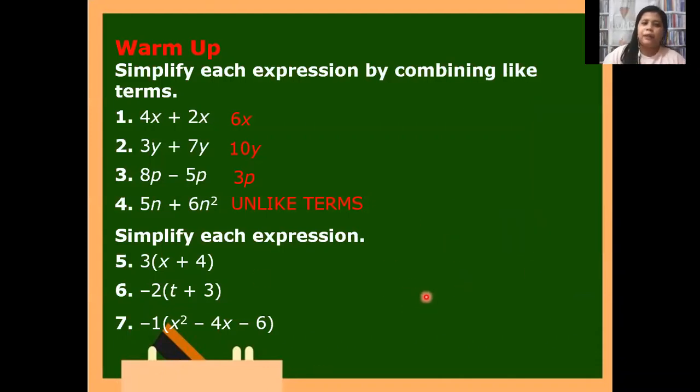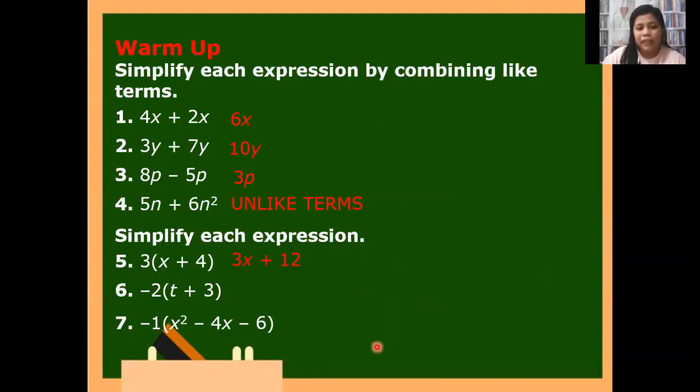I have here a pointer. Again, we will apply the distributive law. We will distribute 3 to the whole binomial x plus 4. So in each term, we will distribute 3. 3 times x is equal to 3x, plus 3 times 4, the answer is 12. Therefore, our answer is 3x plus 12. So that's how you do the distributive law.